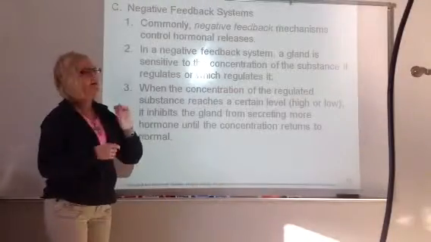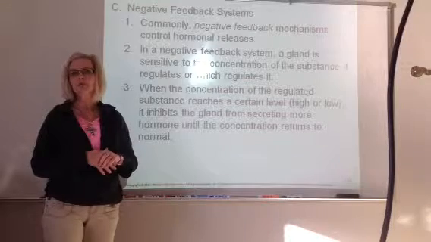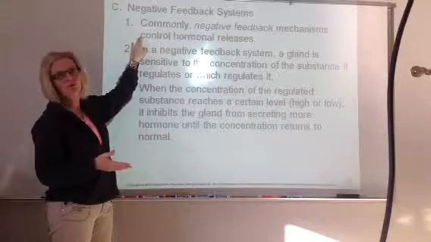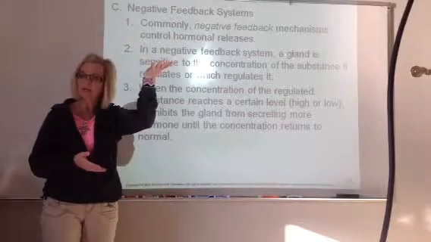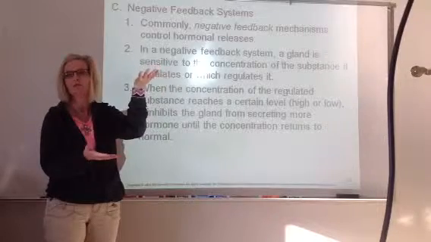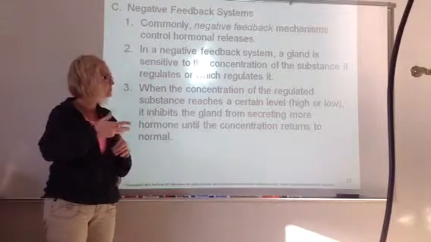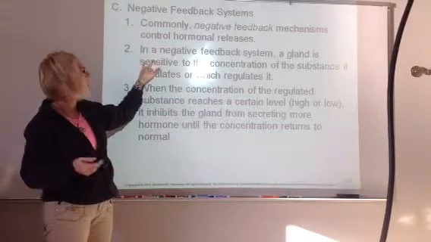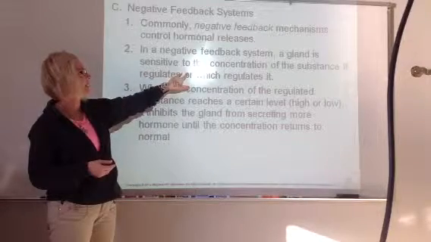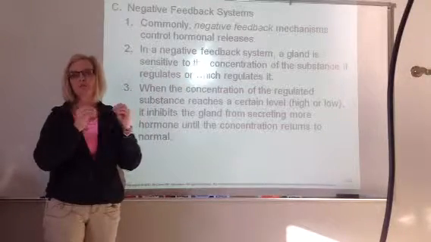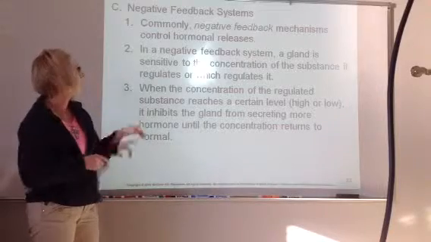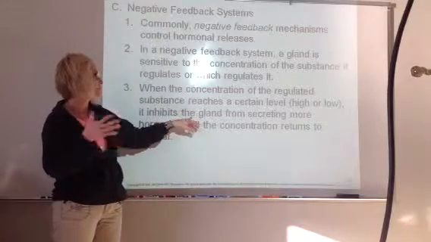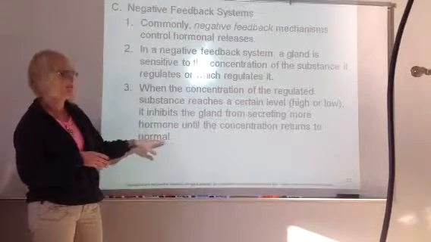So, negative feedback, I know we talked about that in a chapter earlier in the semester. Negative feedback is going to help to control hormone levels. If I have too much, the opposite's going to happen. Your body's going to secrete less. If I have too little, it's going to secrete more. So in a negative feedback system, your glands are sensitive to those concentrations. And then their job is to regulate it and keep it in normal levels. When the concentration reaches a certain level, it inhibits the gland from secreting more hormone until it's normal.